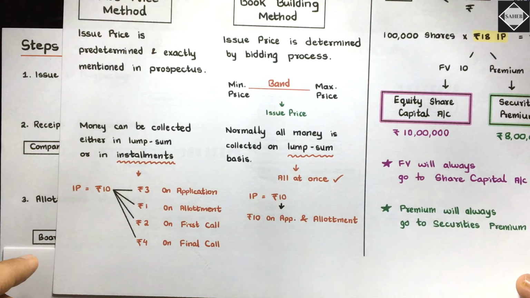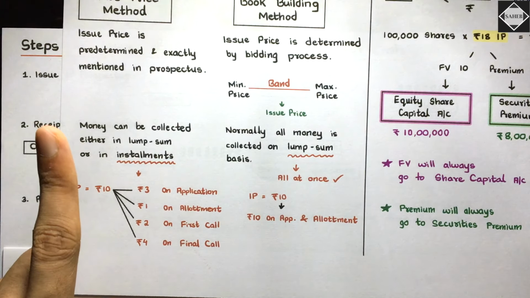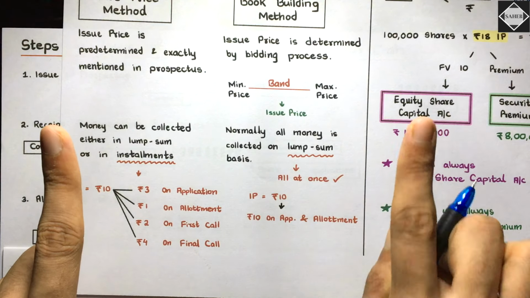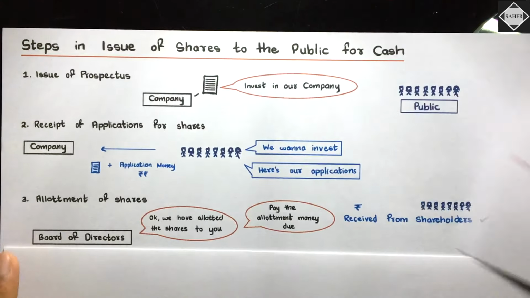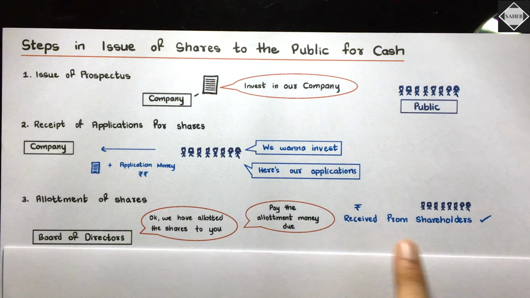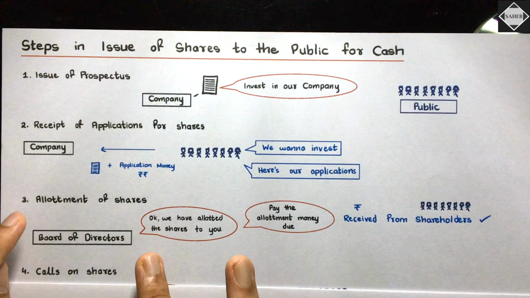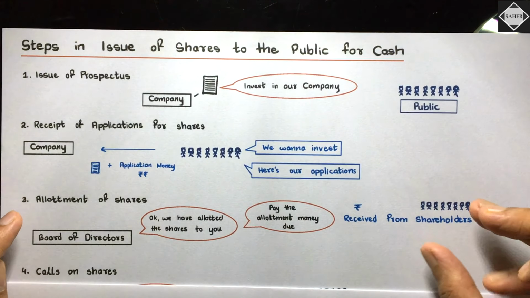So allotment stage has come. 100 shares he has applied for, into 1 rupee, that is 100 rupees. So 100 rupees he will pay, allotment money received from shareholders. Like this we will receive from all the shareholders. Now allotment is completed, which means they have become our shareholders.